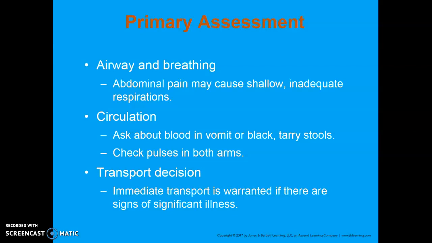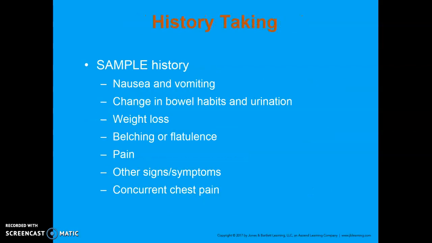Then you'll go with your transport decision. Remember, if there's any problem with A, B, or C, then we're going to transport emergently. Ensure that you try and drive as gently as possible because we don't want to jar them around too much. That's going to increase their pain.